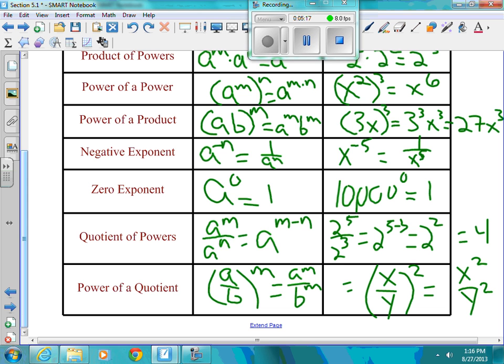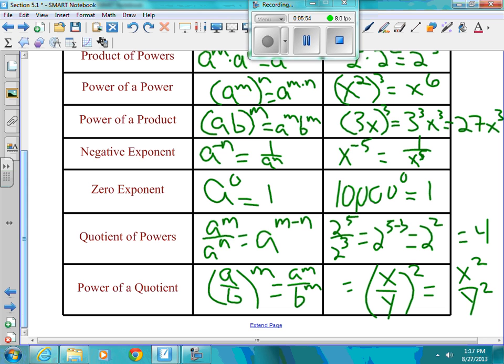And the quotient of powers, that's the second to last one we have here. Quotient means fraction. So a to the m divided by a to the n, we notice that we have a common base on the numerator and the denominator, the top and the bottom. So if we have a common base, we can put it together and subtract the top exponent minus the bottom exponent. So say that again, a to the m over a to the n equals a to the m minus n. Top power minus the bottom power.